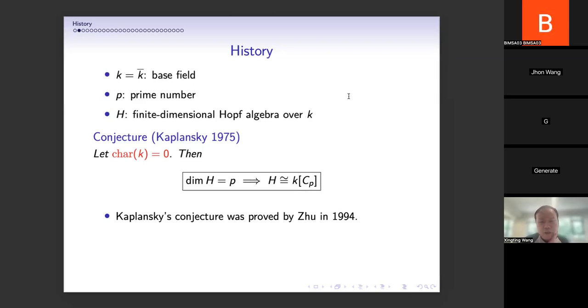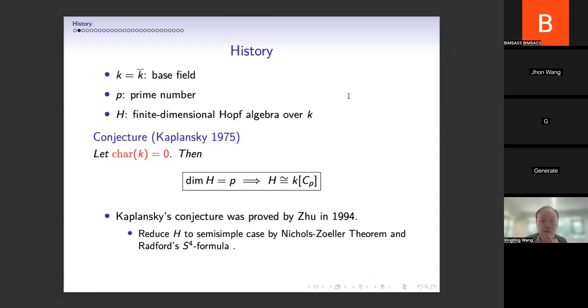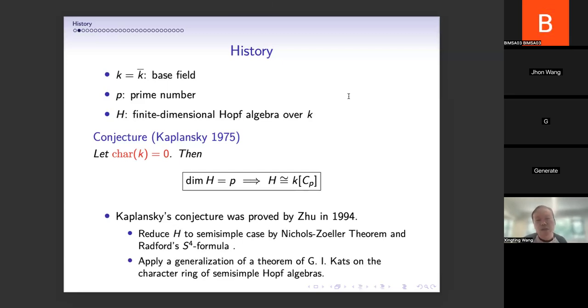Kaplansky's conjecture took almost 20 years to solve, and it was eventually solved by Zhu Yongchang in 1994. I'd like to summarize some of his main ideas. He used some results which are natural extensions of results we know for group algebras, coming from classical group theory. We have the so-called Nichols-Zoeller theorem, which says every group algebra is free over the subgroup algebra, and that works for Hopf algebras too. We also have the so-called Radford's fourth power formula, describing the fourth power of the antipode. Using these two tools, we can prove that if you have dimension p in characteristic 0, you are going to have a semisimple Hopf algebra. And the main contribution of Zhu Yongchang at that time was to generalize a classical result of Frobenius on character rings of semisimple Hopf algebras.